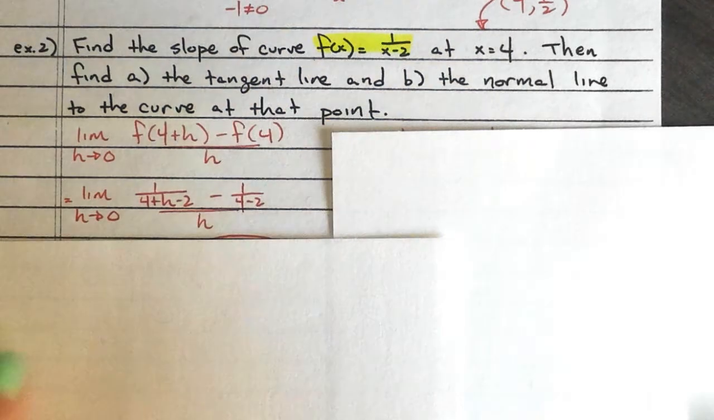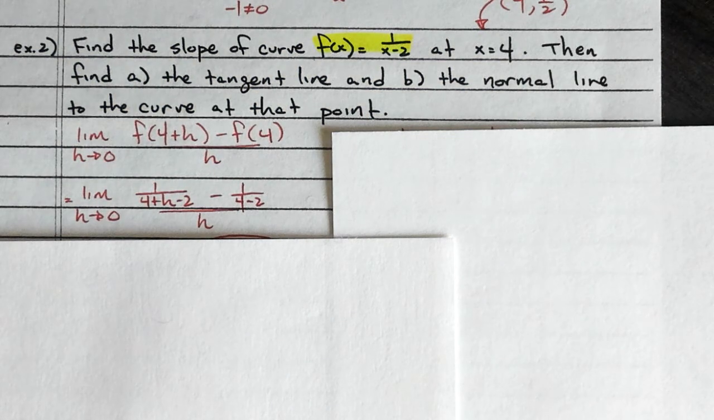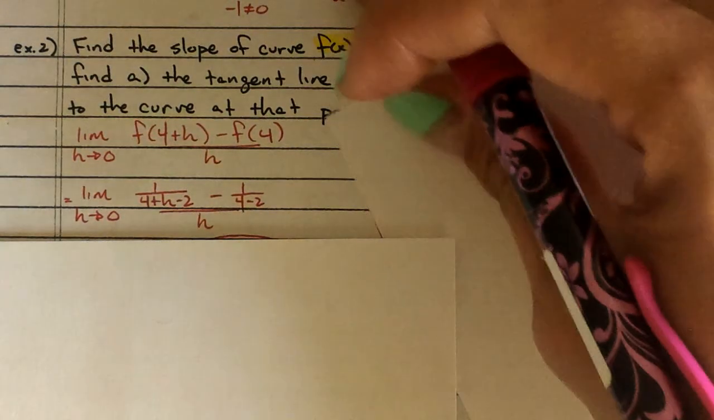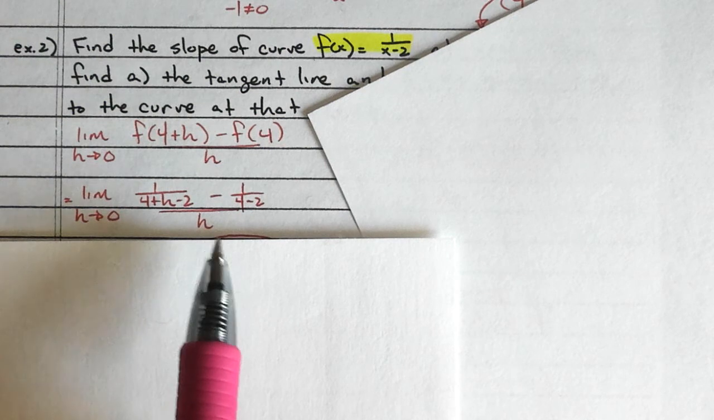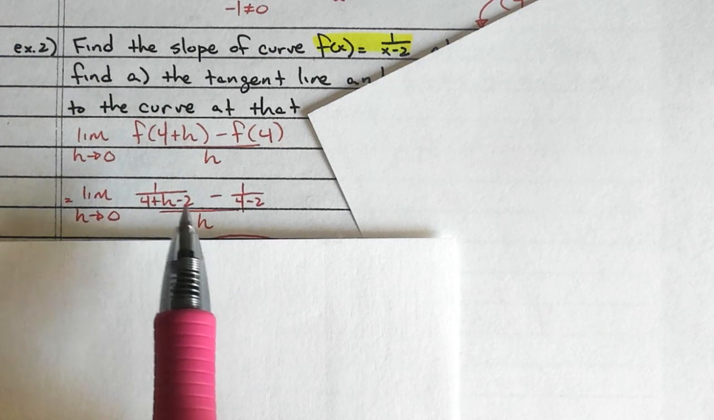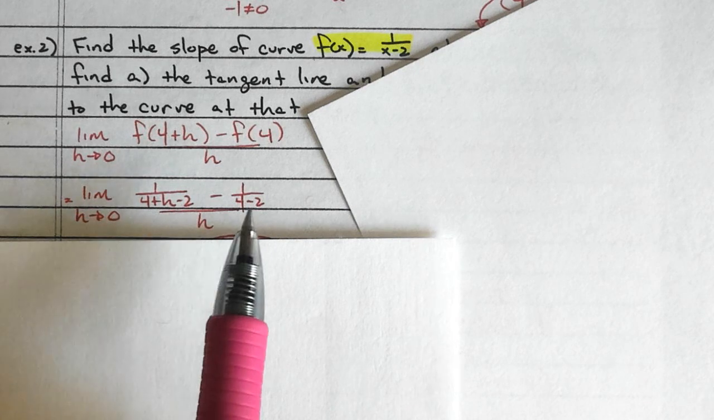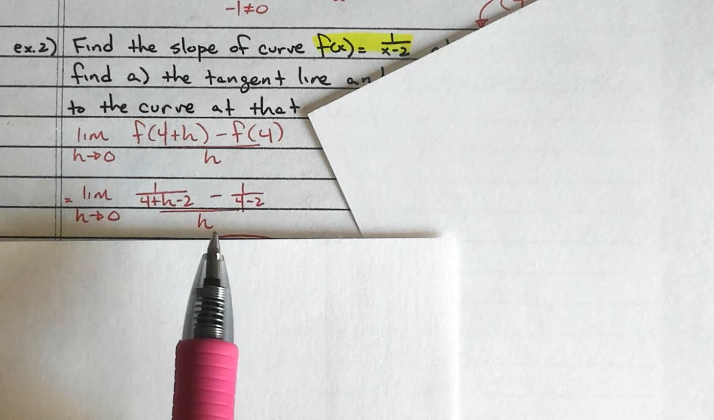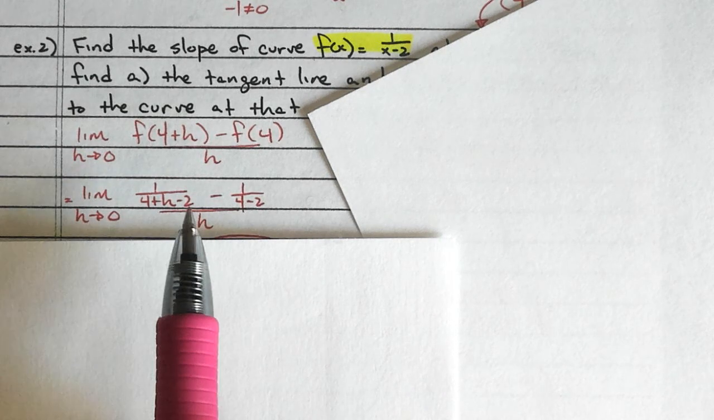How do you deal with a complex fraction, which is a fraction of a fraction? You multiply by the LCD. What is the LCD? There's a 1 under here, there's a 4 minus 2, and then technically there's a 2 plus h. Well, 4 minus 2 is just 2, right? So there's a 2, and then there's 2 plus h. So those are your denominators, 1, 2, and 2 plus h.